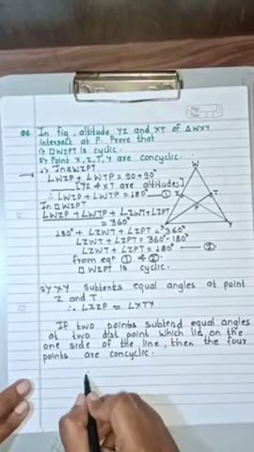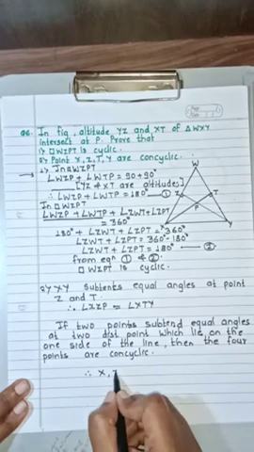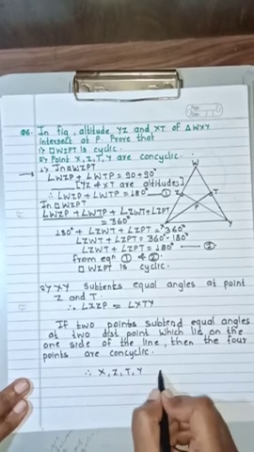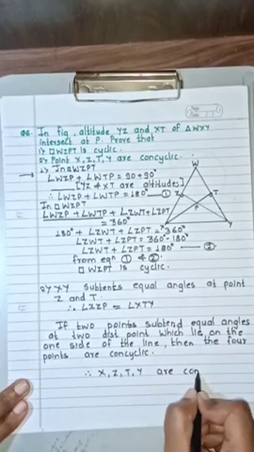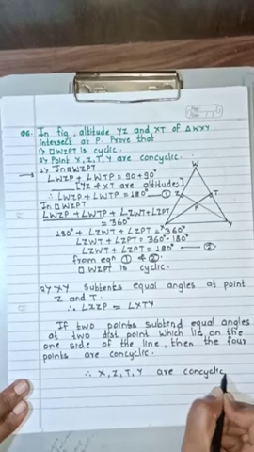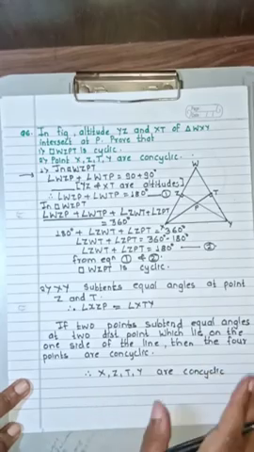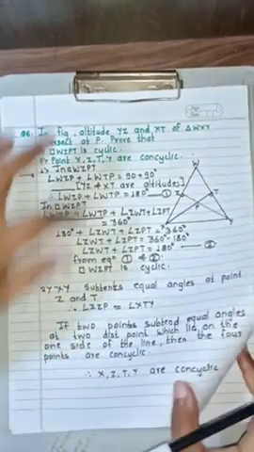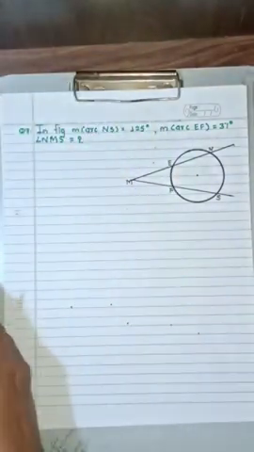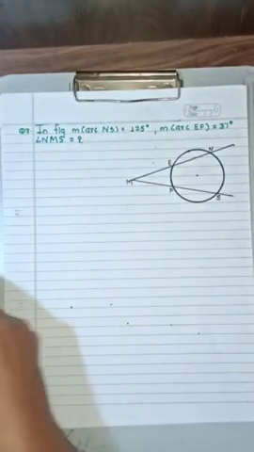Okay. Therefore, you can write down here X, Z, T, Y are concyclic. So it was very easy, but you just have to memorize the statements. You have to learn some statements, and wherever the statements are useful, you have to write them. Now let us move on towards question number 7.